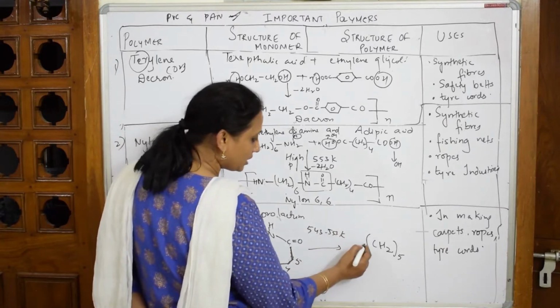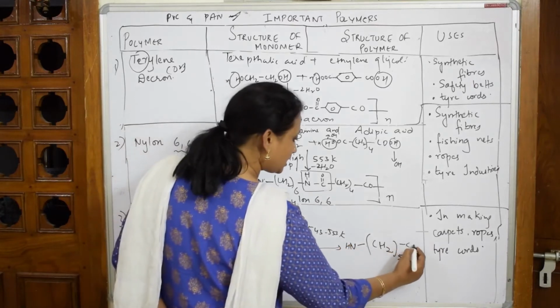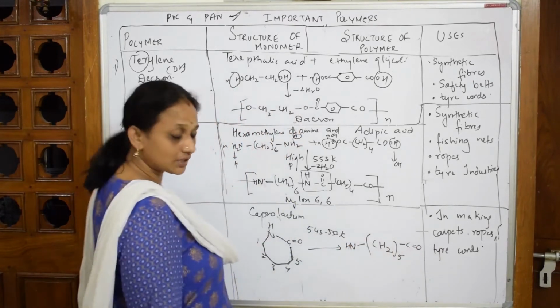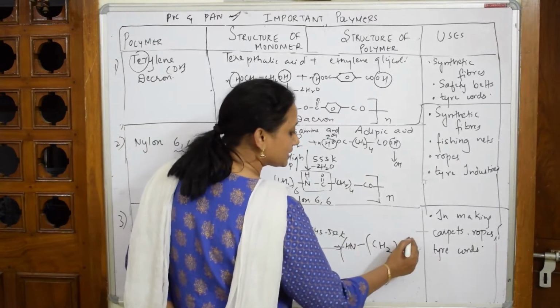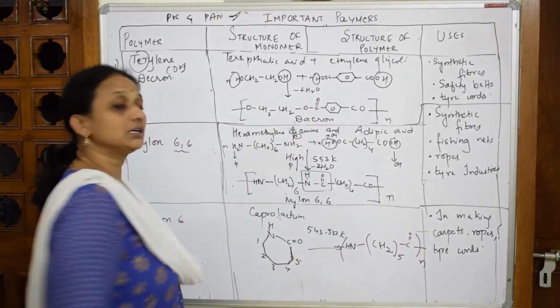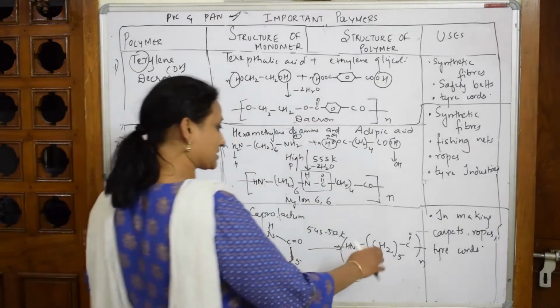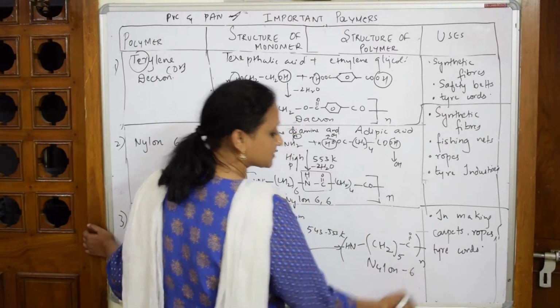Now what do you have? You have NH on one side and you have C double bond O on the other side. Done. So this extends, this also extends. You can write it like this, C double bond O. So this is your nylon 6, because 5 plus 1 is 6. Nylon 6. That's it.